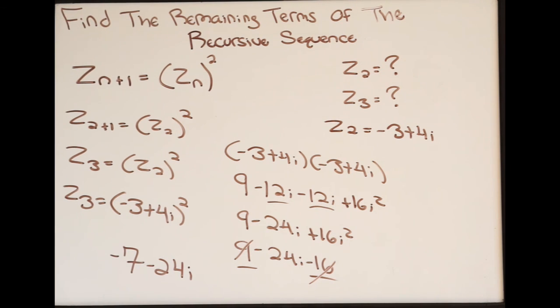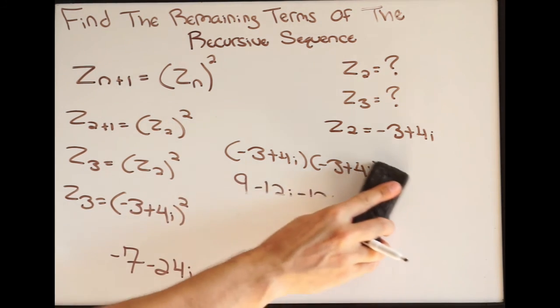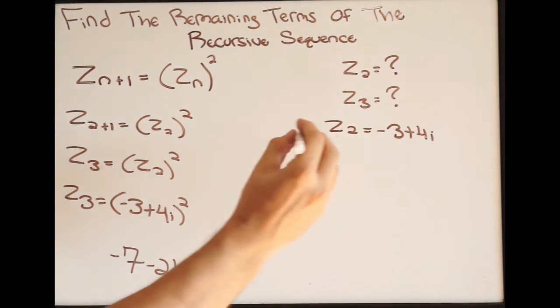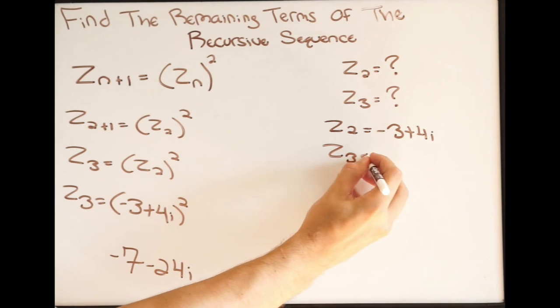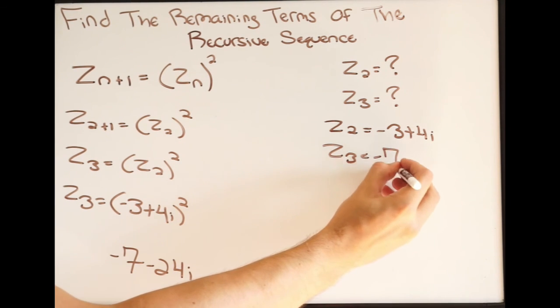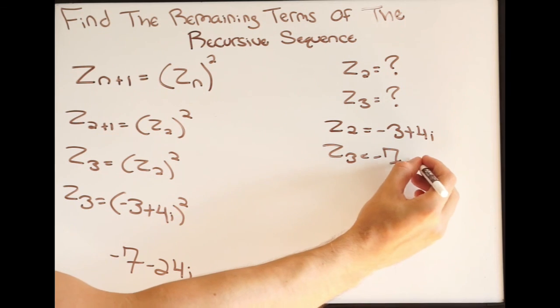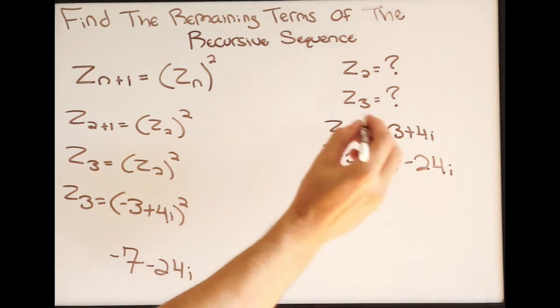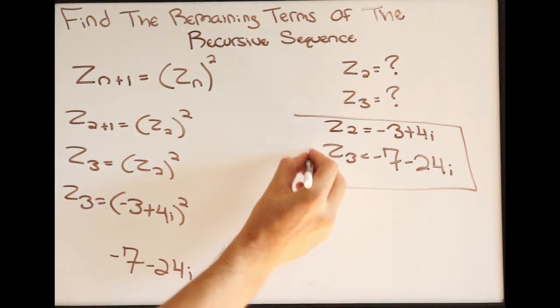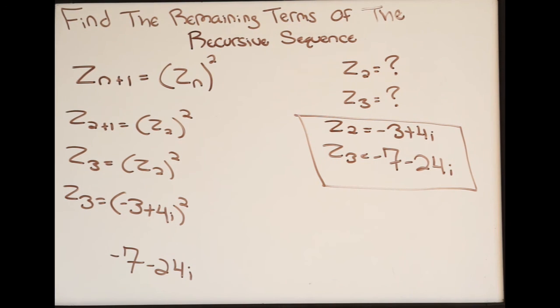Okay, so now we have z of 3. So we can go ahead now and record this. We now have z of 3, and it's going to be negative 7 minus 24i, right? So we just found z of 2 and z of 3 using the recursive sequence. Okay, and that is it.